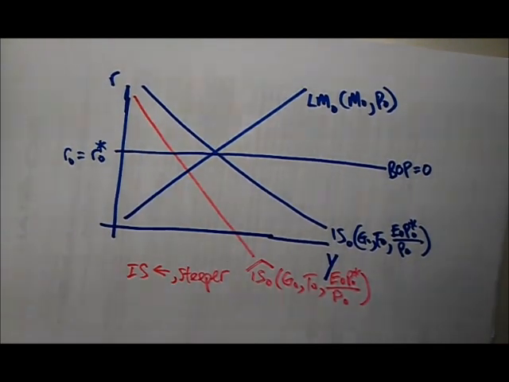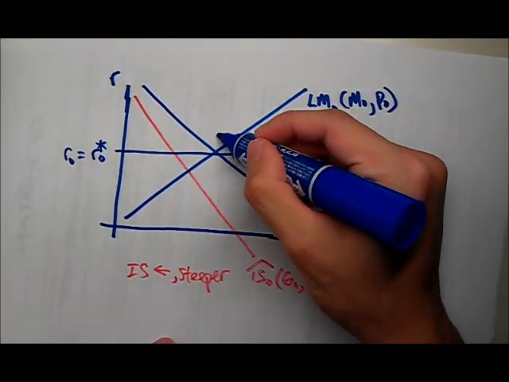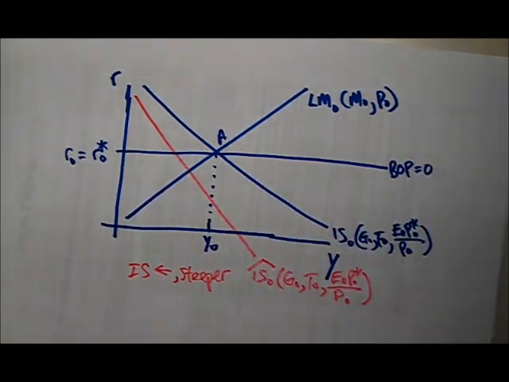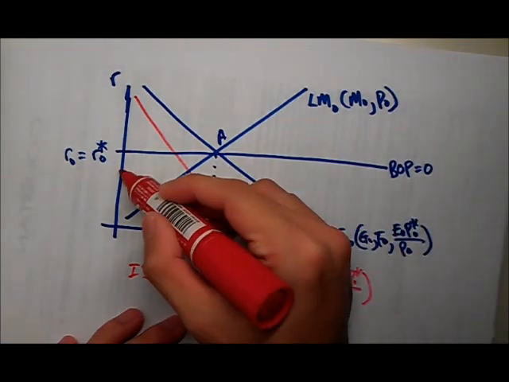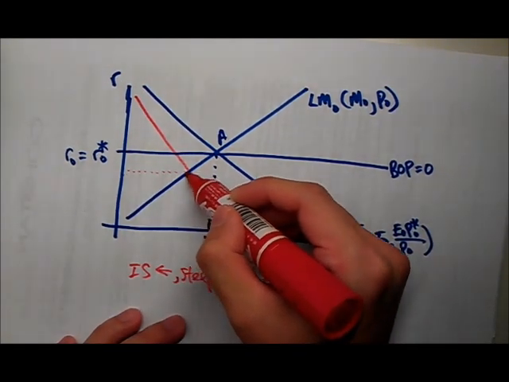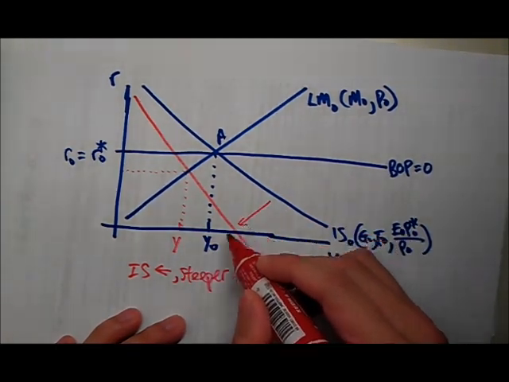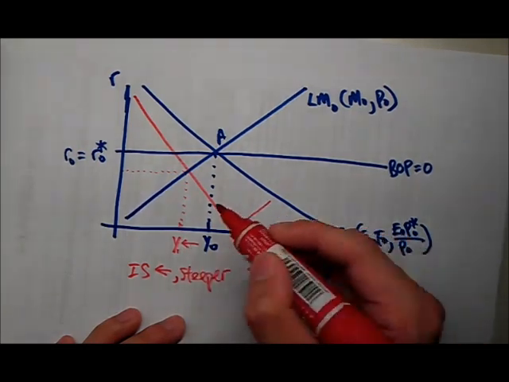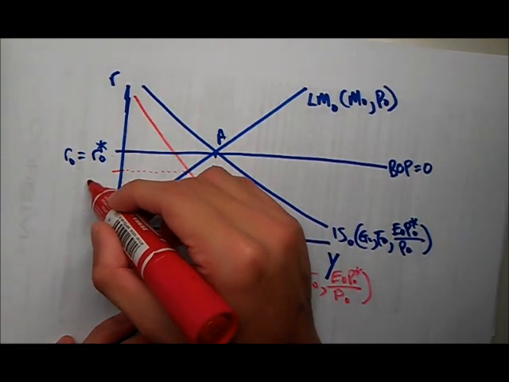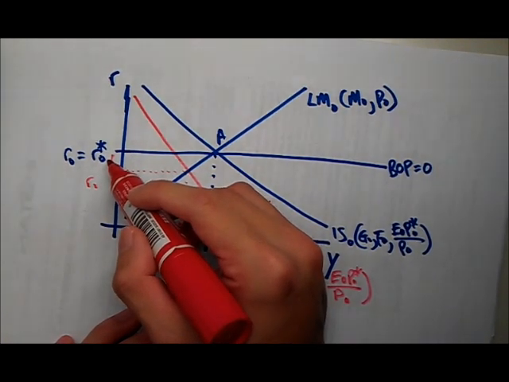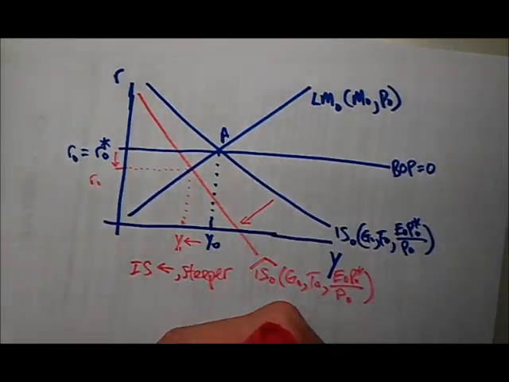Right. Now, see, bad habit again. Never label A. Never even label the Y naught. Okay, so this has happened, and what we see here is that we have a lower income. This point moved here, income has gone this way, and the interest rate has gone down to R1. But the international interest rate remains constant at R star naught.